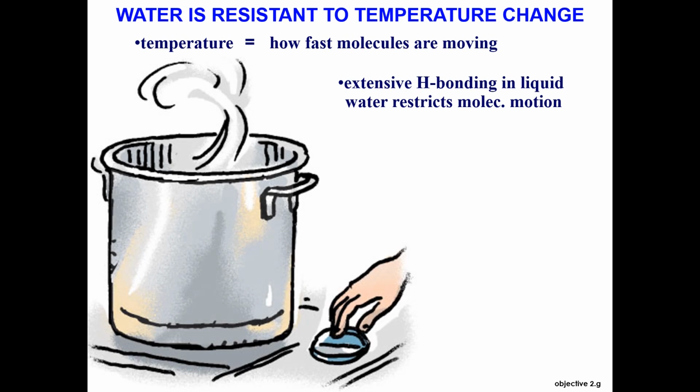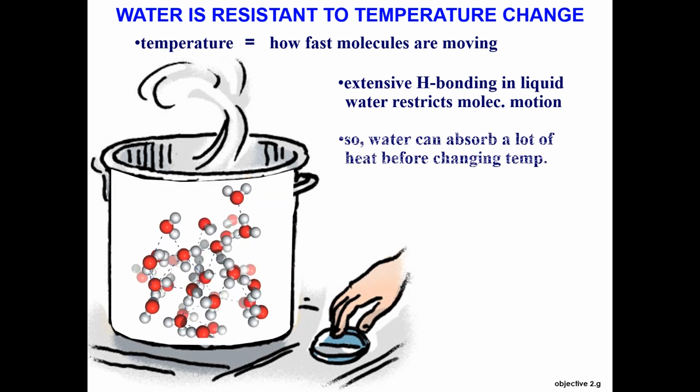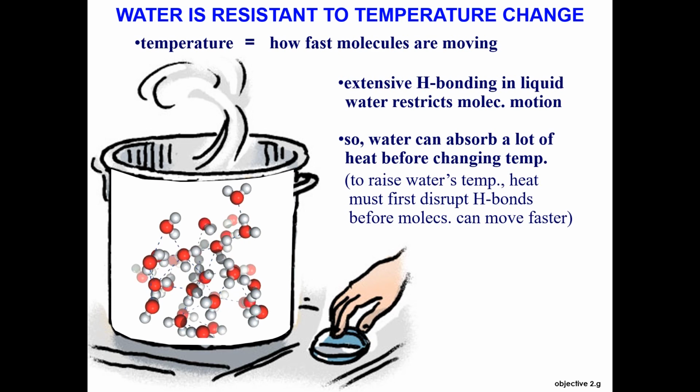This means that water can absorb a lot of heat before changing temperature, because to raise the water's temperature, we must first disrupt those hydrogen bonds. This is why it takes so long to boil a pot of water, and it's also why places that are located near oceans tend to have more stable temperatures than those located inland, far away from large bodies of water.